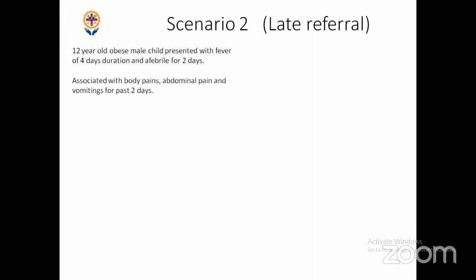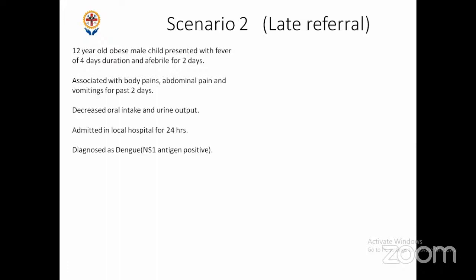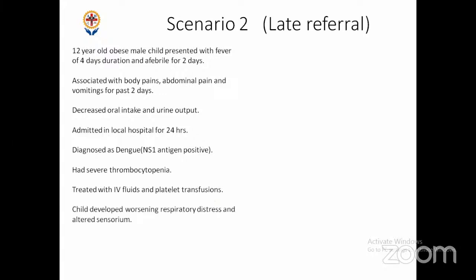So scenario 2, where we get the late referrals. If the child came very early like this, we can easily salvage the child. But if the child comes late, what are the complications we are going to encounter? So we have seen a 12-year-old obese child with fever for 2 days, abdominal pain, decreased oral intake, admitted in a local hospital for 24 hours, managed as dengue, NS1 positive, had severe thrombocytopenia, given transfusion, on IV fluids. Finally, the child developed worsening respiratory distress and altered sensorium.